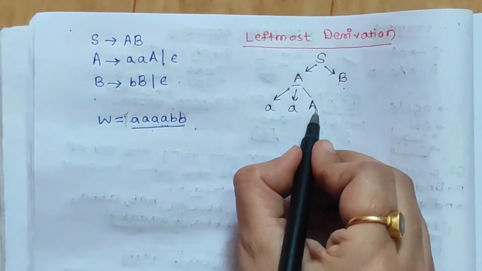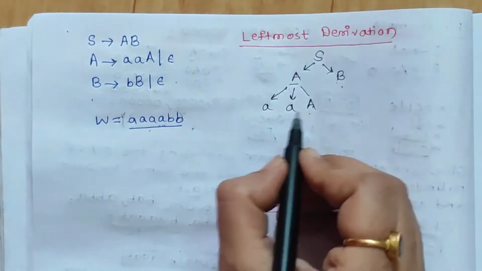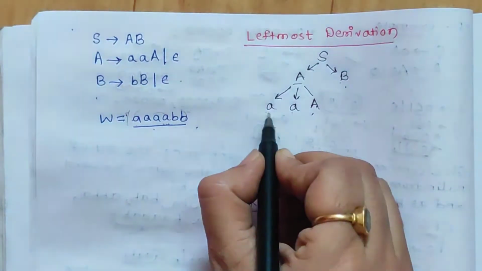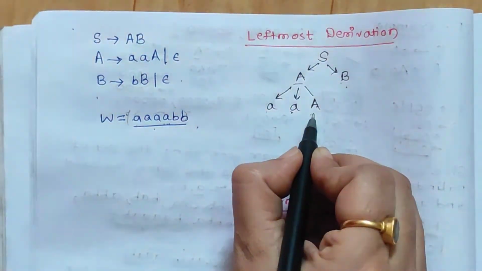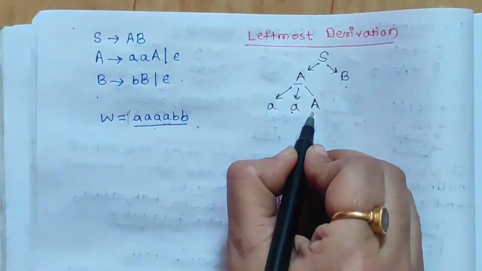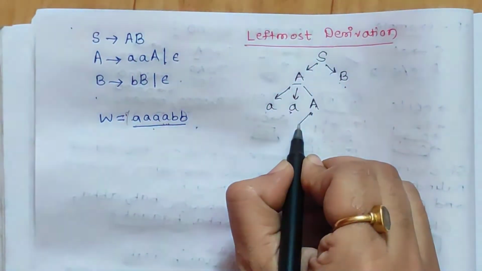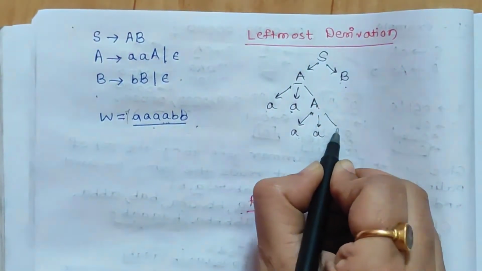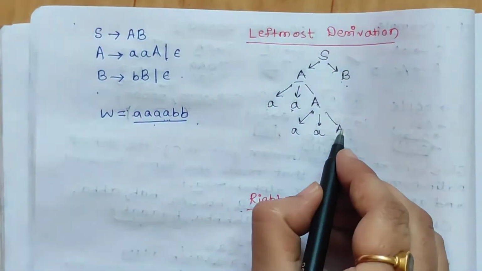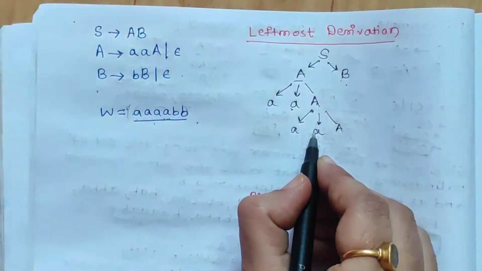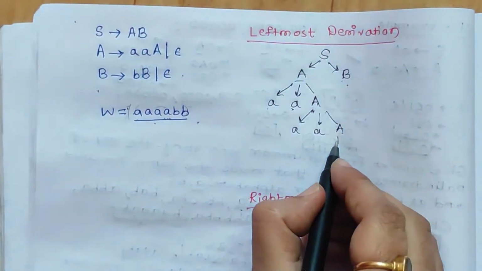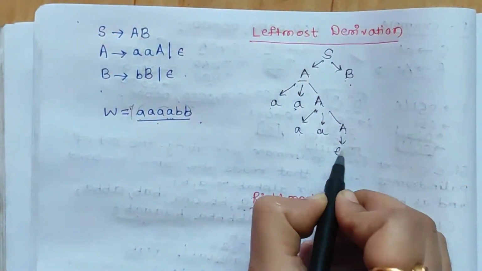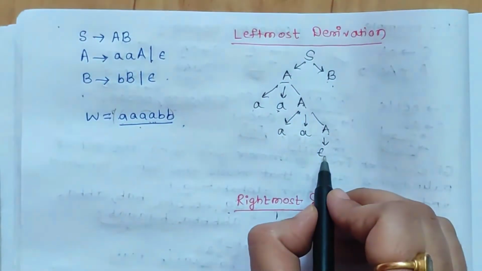Okay. Now next is this A. Again we want 4 a's. So this a is a terminal symbol, so there is no replacement possible for this. Now we will replace this A because this is the leftmost non-terminal. So this A will be replaced with a and then B. Now again there are 4 terminal symbols and the leftmost non-terminal will be A, but we already got these 4 a's, so we will replace this A with epsilon. That is, nothing will be placed at the place of A.